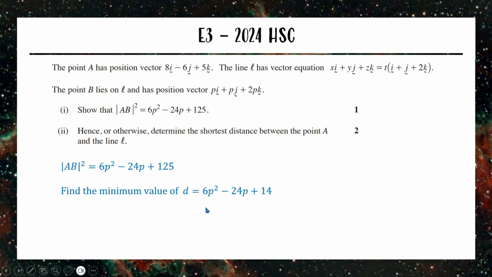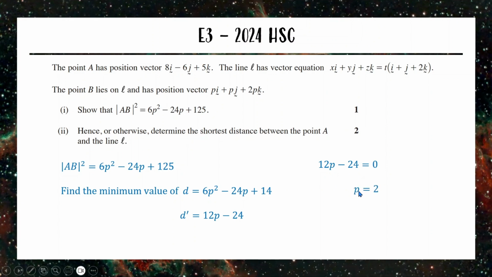To do that, we can just do a little bit of differentiation. We can take the first derivative and turn this into 12p minus 24. Now if you want to find a stationary point, or a minimum or maximum value, you take your first derivative and solve it equal to 0. So 12p minus 24 equal to 0. A quick and easy solve gets us p equal to 2.